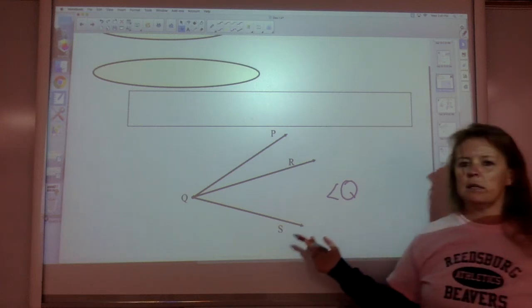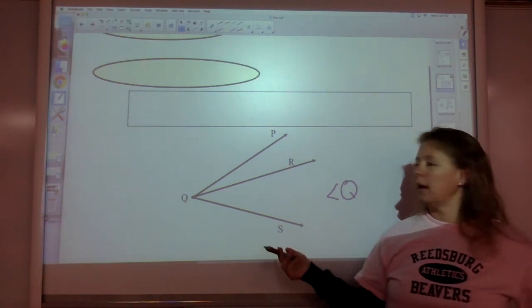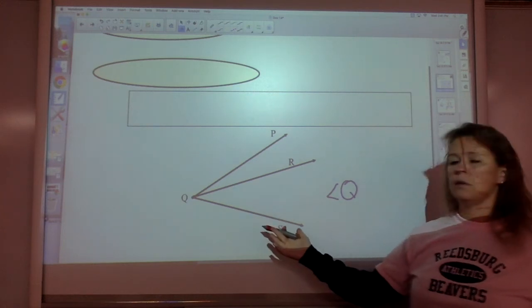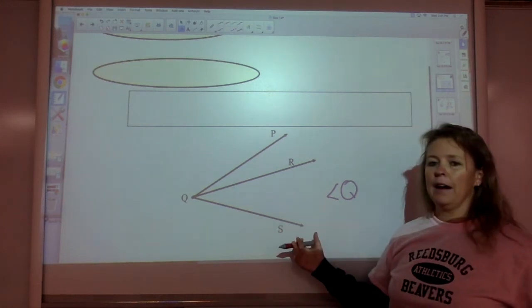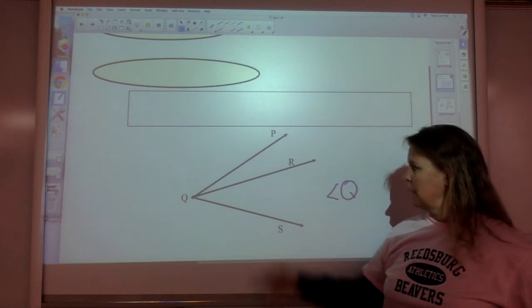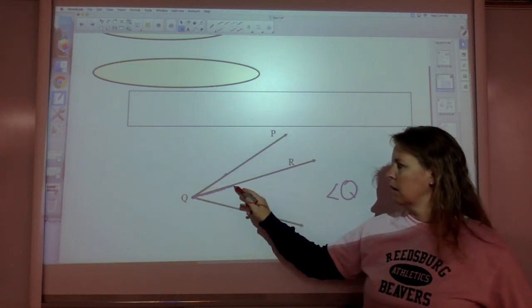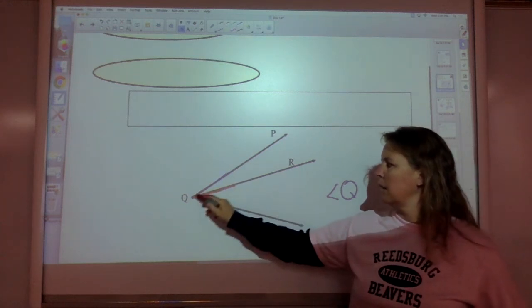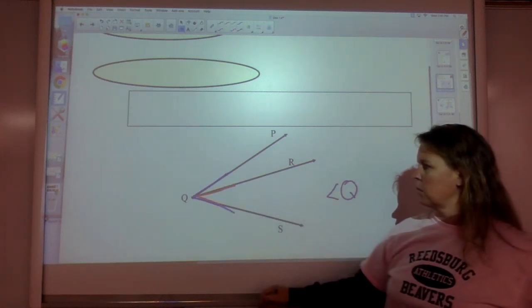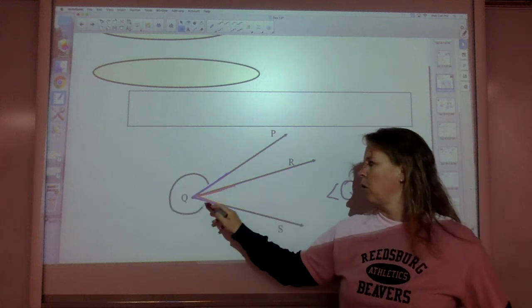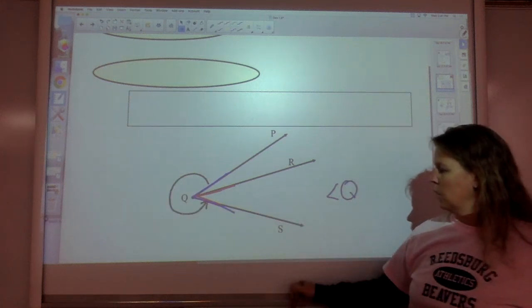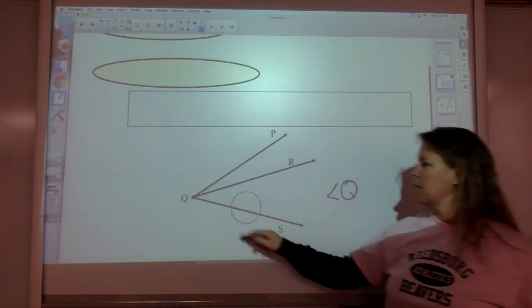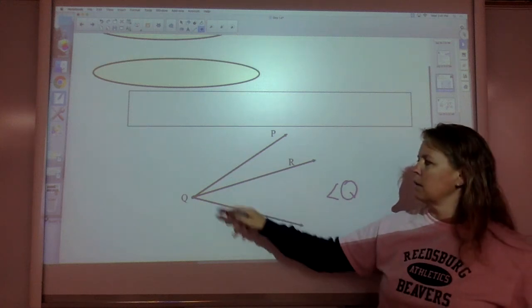If I told anybody in this class, or anybody who had geometry last year, or anybody in high school math beyond geometry, find angle Q, they would tell me that there's an angle Q here, there's another angle Q here, there's another angle Q here, and those in Algebra 2 and Pre-Calc would tell you there's a 4th angle Q here. We don't know which one you're talking about if you call it angle Q, because 3 different angles have the same vertex.